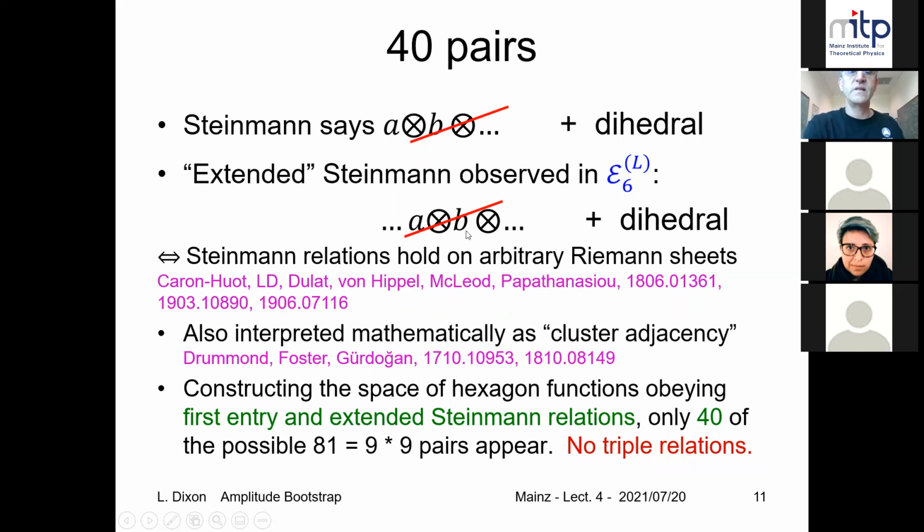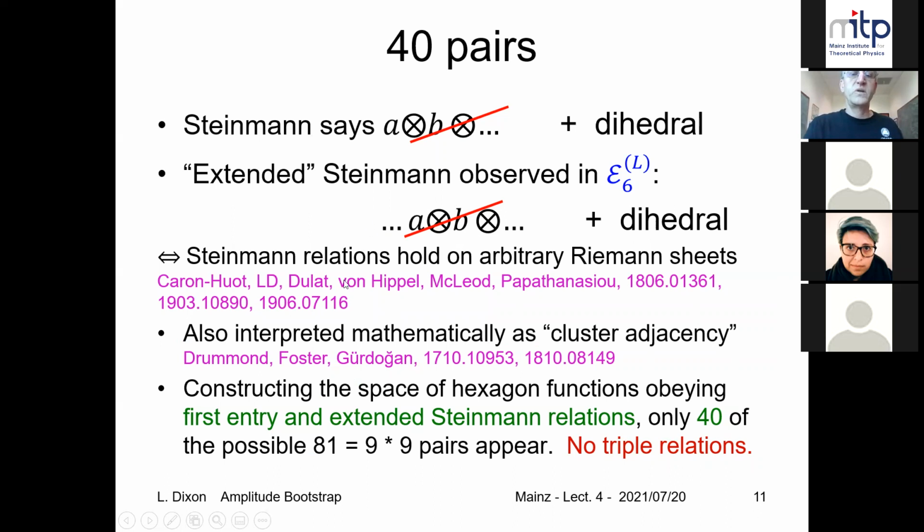Now, amazingly, in the symbols for the 6 gluon amplitudes in this BDS-like normalization, not only was that seen, but it was seen at any point in the symbol. So even if A and B did not appear at the beginning, but just in the middle, the same held. It was found that this adjacency constraint held.